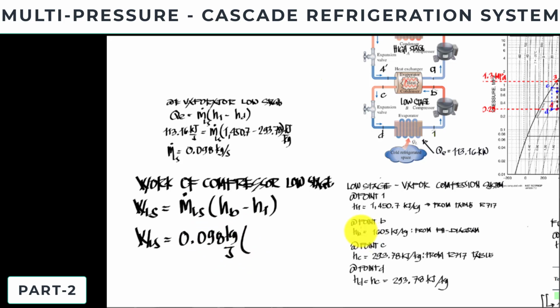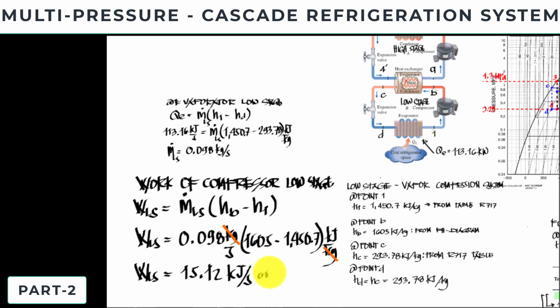Then the value ng enthalpy B, which is 1605, minus my enthalpy 1, which is 1,450.7. So this is kilojoule per kilogram. So let's try to cancel yung units here. This one, okay. And we have now work at the low stage is equal to 15.12. So this is kilojoule per second, or we can say this is now a kilowatt.